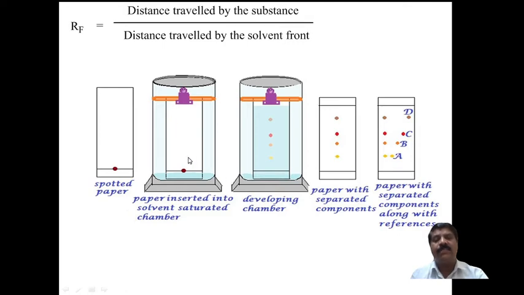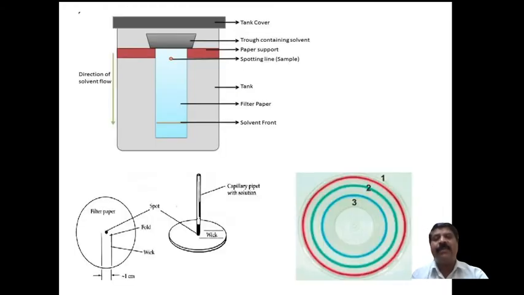A single spot means it contains a single compound. These are all paper chromatography, the ascending paper chromatography. Now we come to descending paper chromatography. For this, again the paper will be here, and solvent will be kept. There is an inner trough here, and a clip will be made, and you have to keep it here.